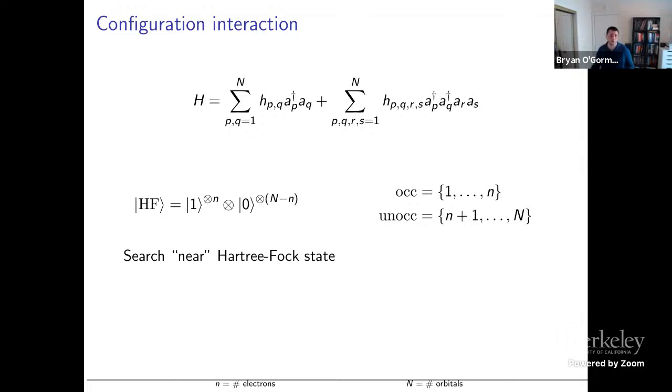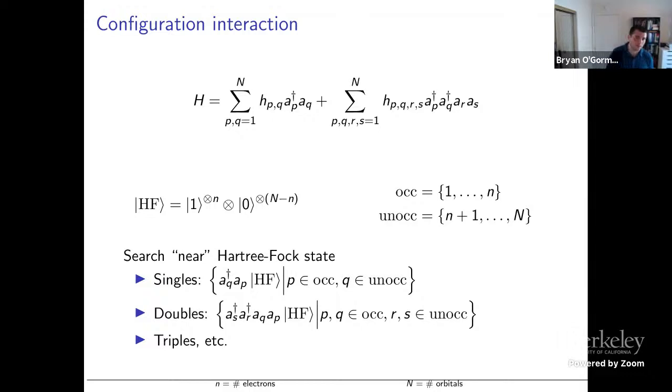And so there's a family of methods called configuration interaction that looks at not just the Hartree-Fock states, but states that are nearby it in some sense. So without loss of generality, we can write the Hartree-Fock states in this simple way. And then we can optimize over states that are near the Hartree-Fock state. So we have single excitations, doubles, triples, and so on. These are like the number of hops away. And we can keep going.